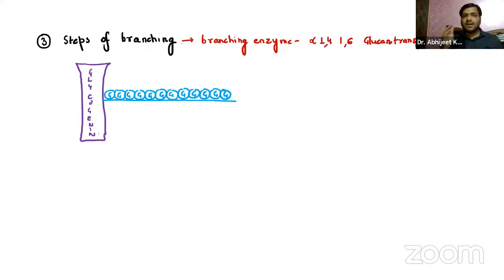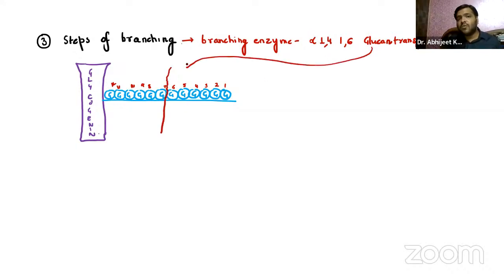Now, what will happen, guys? It will cut the glucose from the last. Let us number this 1, 2, 3, 4, 5, 6, 7, 8, 9, 10, 11, 12. For example, I've taken 12 glucose. From the last, this enzyme will cut up till 6 glucose, and this whole part will come and add over the second carbon, the second glucose over here. So ultimately, the reaction looks like this, guys.